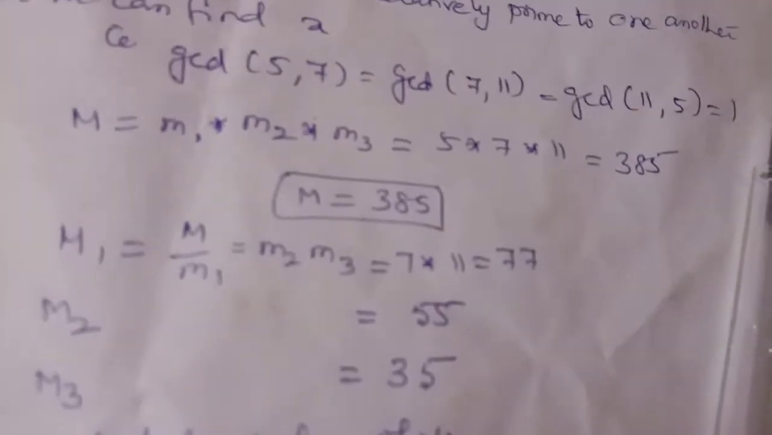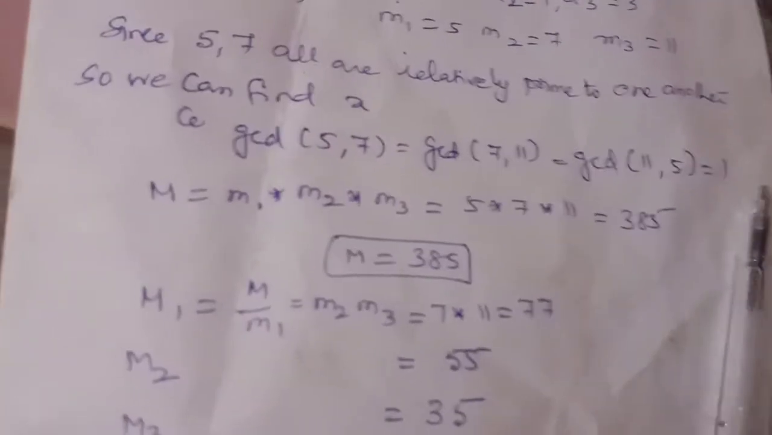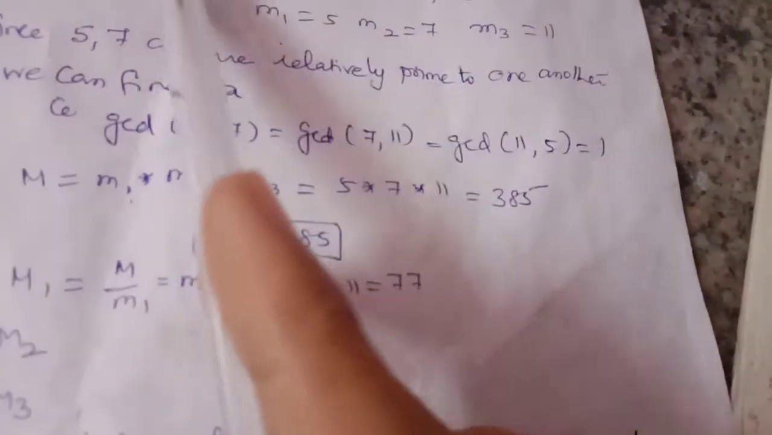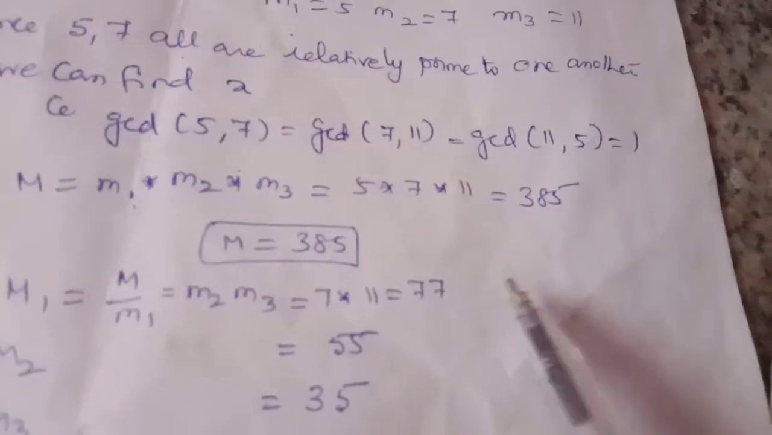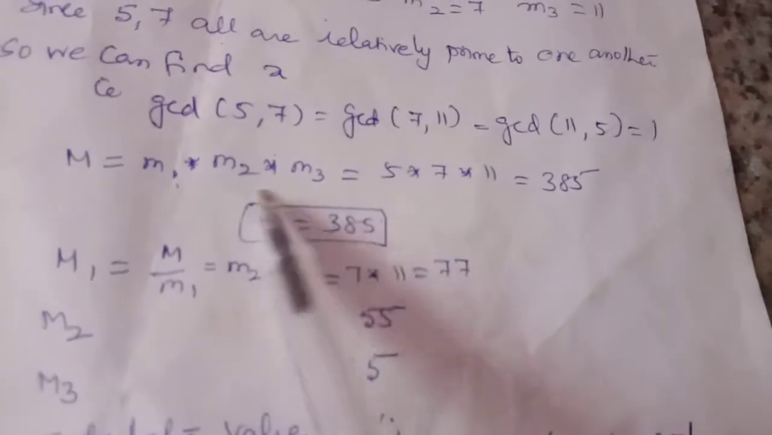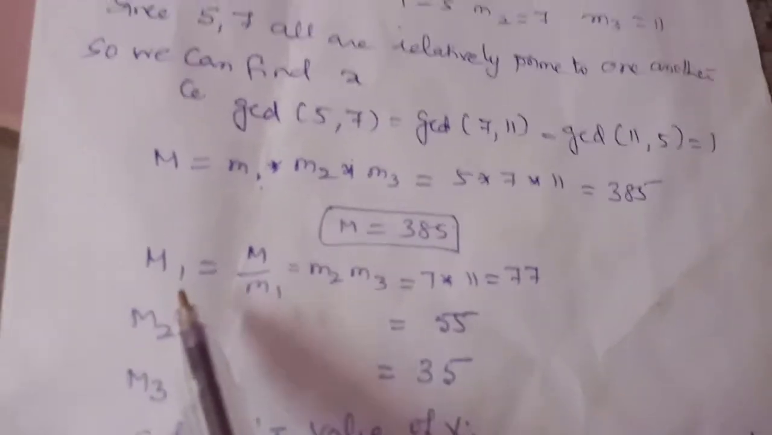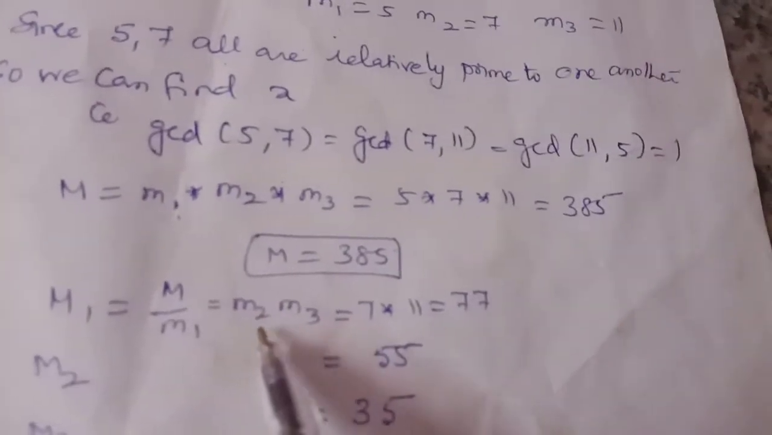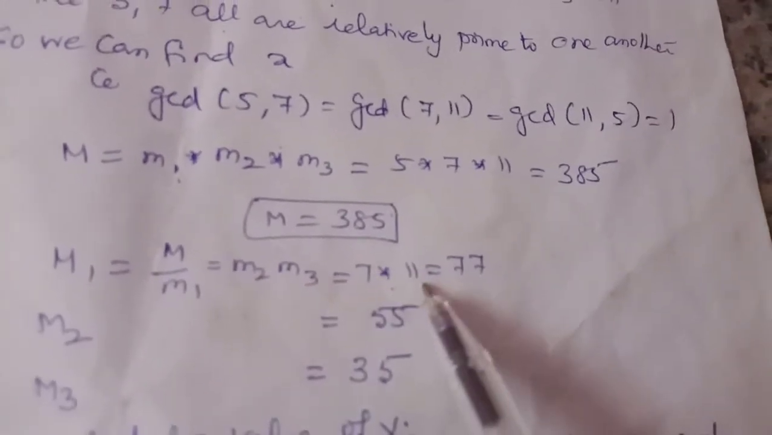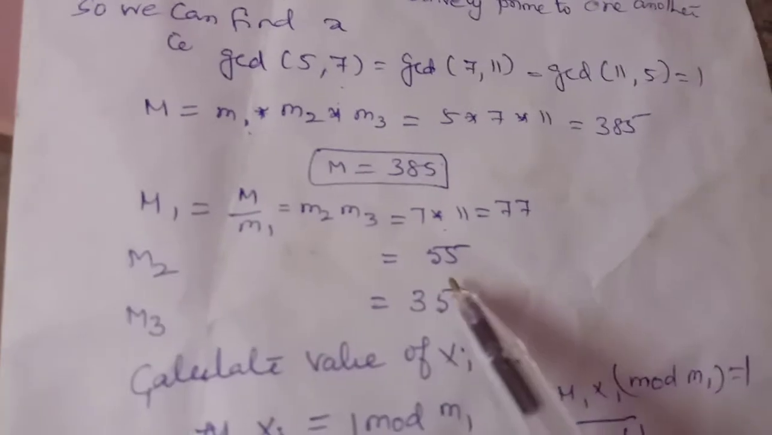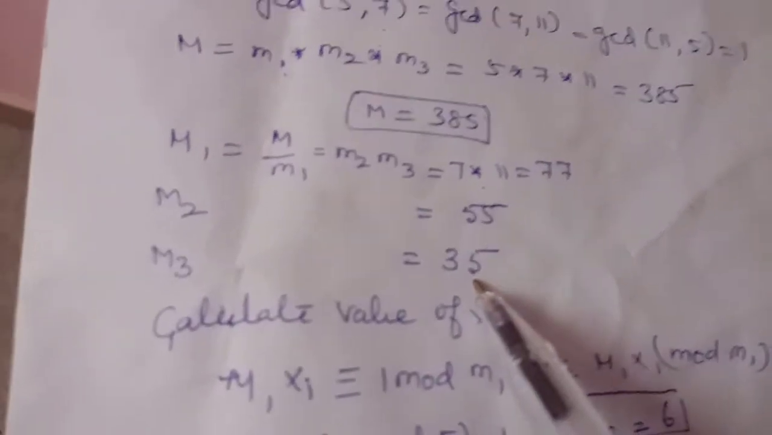First we have to find the capital M. Capital M equals m1 into m2 into m3. That is 5 into 7 into 11. The value we are getting is 385, that is the capital M. To find M1 equal to capital M by m1, that is equal to m2 into m3, which is 7 into 11, which is equal to 77. Similarly, we get M2 value as 55 and M3 value as 35.